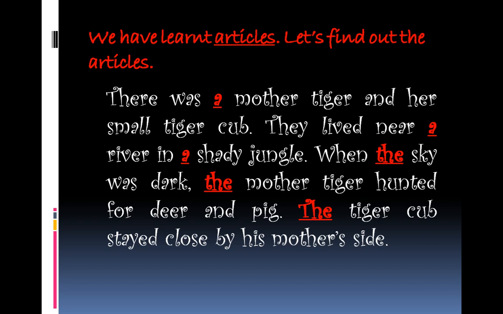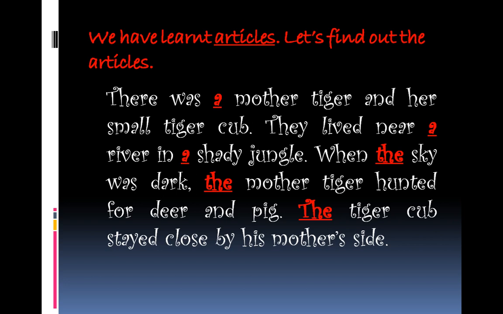There was a mother tiger and her small tiger cub. A mother tiger. How many? First of all, it is telling you the number. One, singular. We can count tiger. So we have used article a with a countable noun. And again, this is the very first time we are introduced to this mother tiger, right? That is why we have used article a. They lived near a river in a shady jungle. See, in both these cases, river and jungle, this is the first time we are using them, right? That is why these articles.